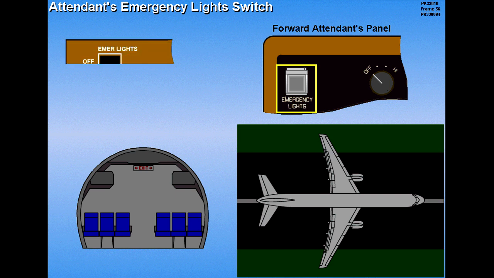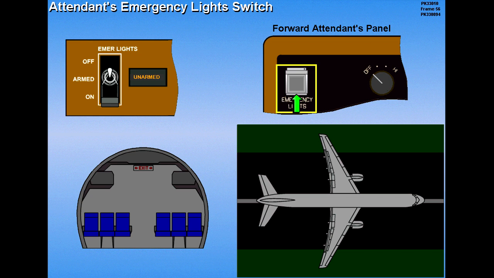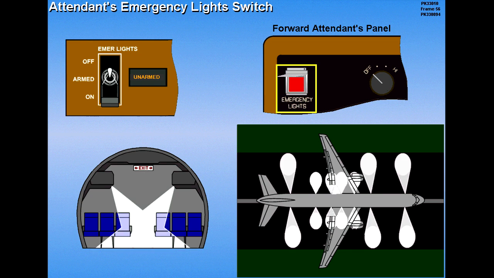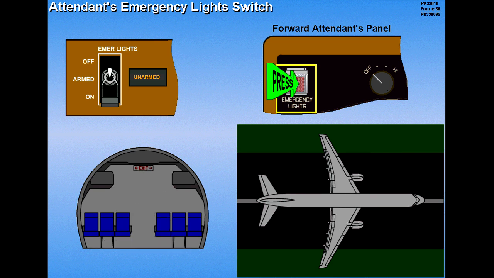Regardless of the cockpit emergency light switch position, the guarded switch activates the emergency lighting system and a red light illuminates the switch. Pushing the switch a second time extinguishes all emergency lights and the red light in the switch extinguishes.